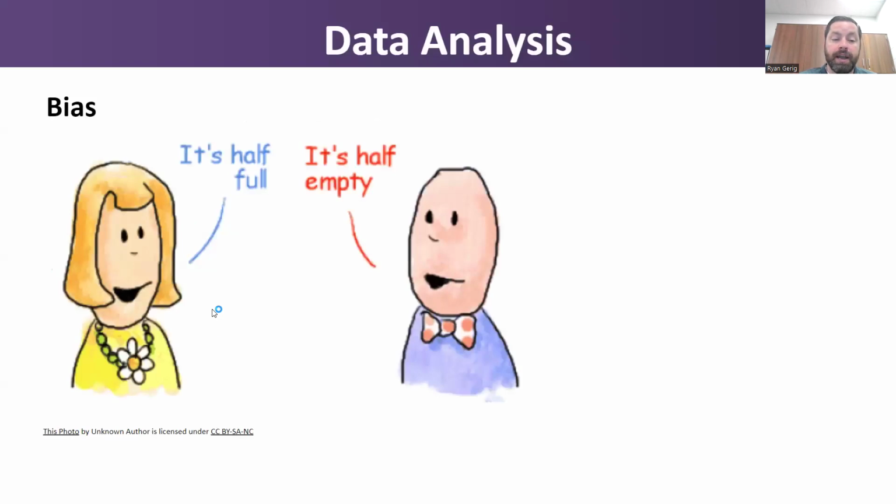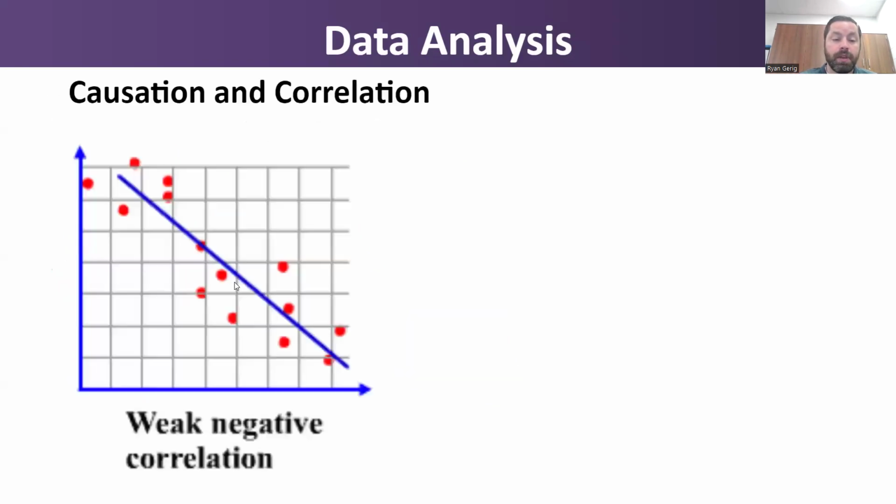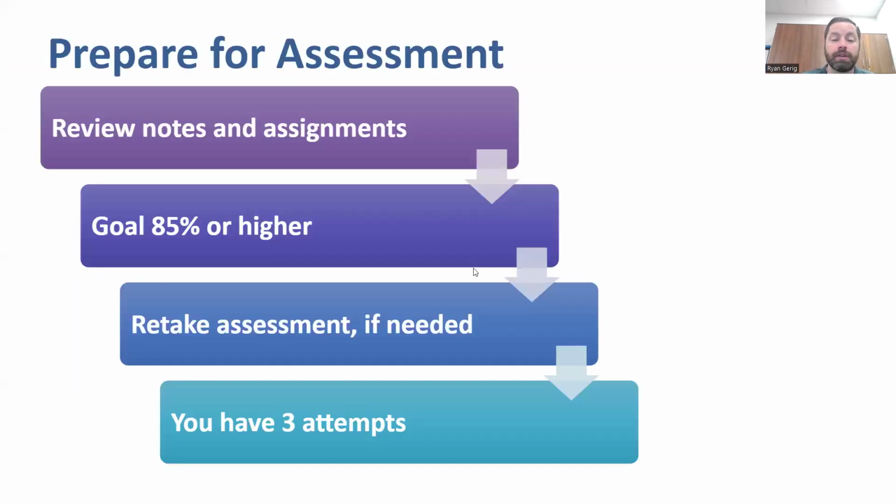Okay, we looked at bias and how your words can influence the way people think about something. And then we looked at causation and correlation. So we finished the week. This graph here shows a weak negative correlation. We looked at positive correlation. We looked at causation, how correlation does not necessarily mean one event causes the other, but they could be related in some way.